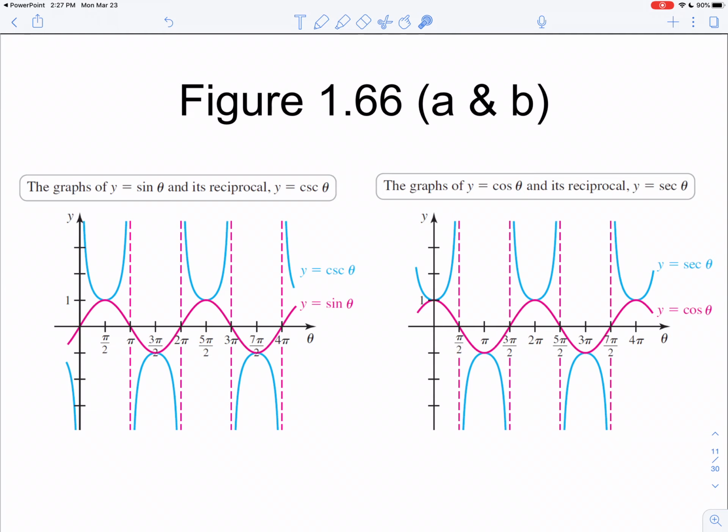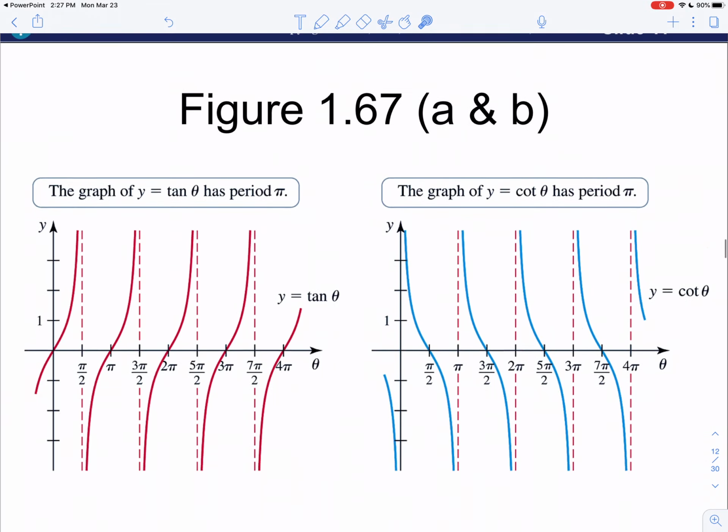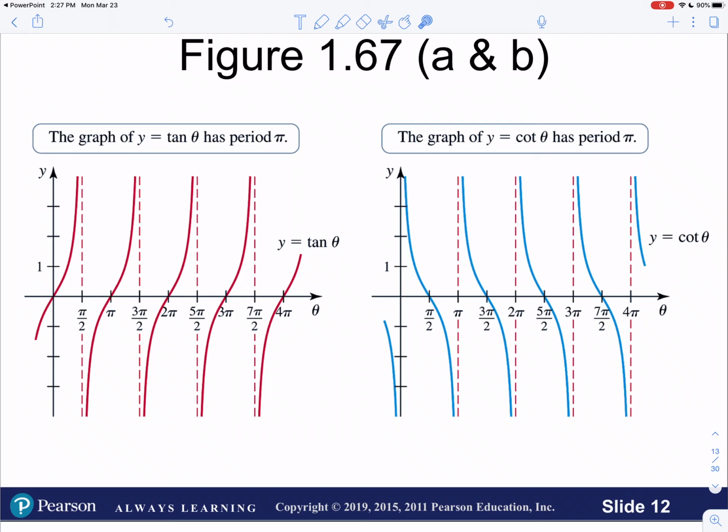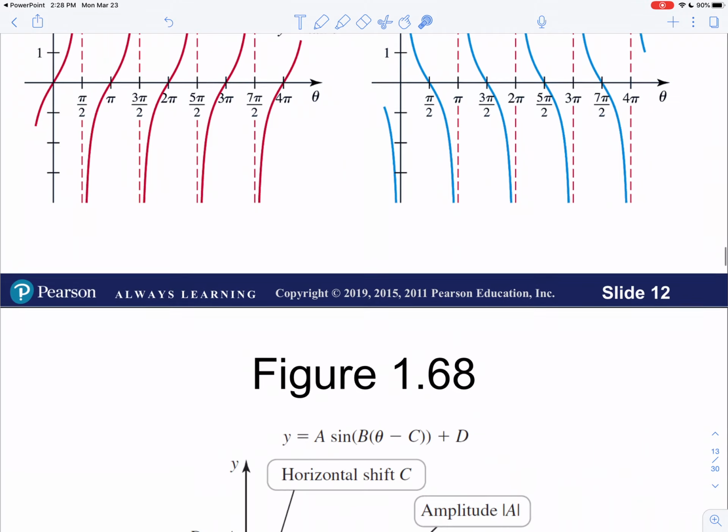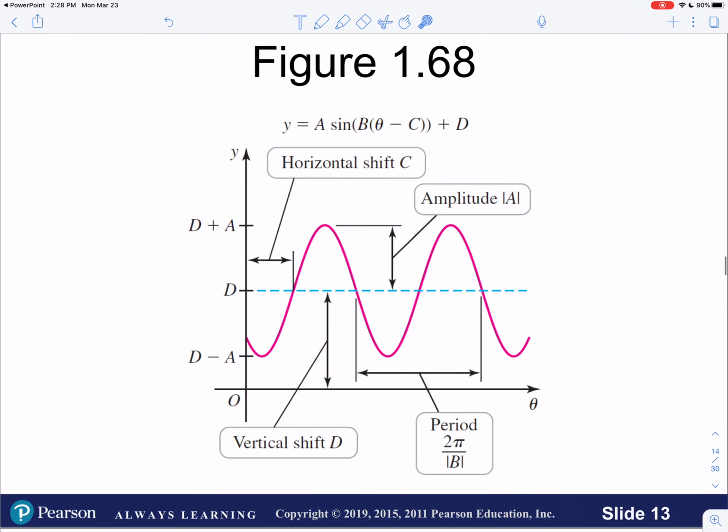And then we have cosine and secant, on the left and on the right. These are the graphs of tan and cotangent. I want to say that both of these are symmetric with respect to the origin, so they're both odd.